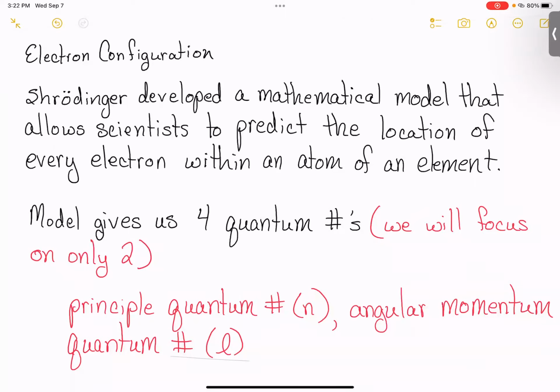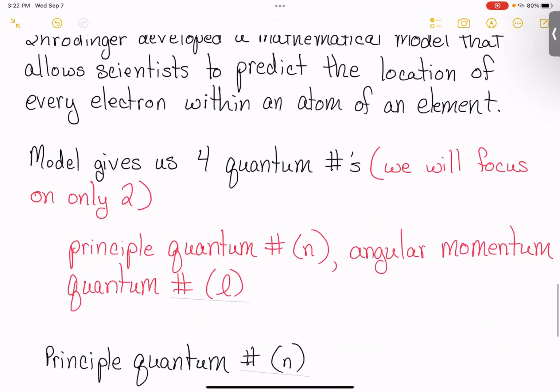Now, I am not going to get into all 4 quantum numbers. I'm only going to get into 2. We will focus on the first 2. First number is known as the principal quantum number, and the second one we'll talk about is the angular momentum quantum number. And it is at this point that I decided to start writing so that I slow down just a little bit.